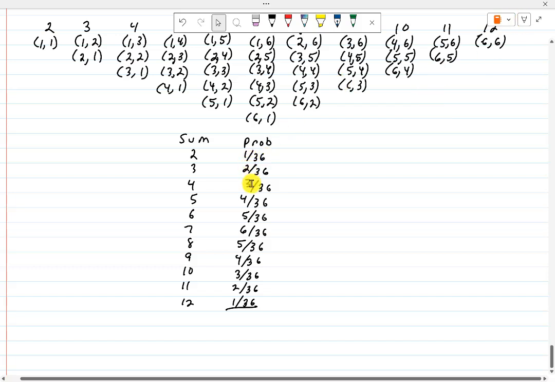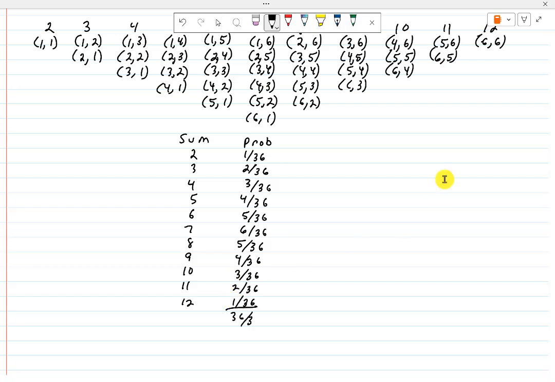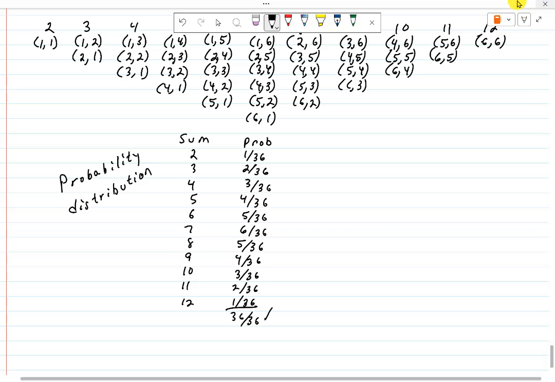It looks like I have 3 plus 3 is 6, 10, 15, 21, 36. Checks out. Now, this right here is exactly what I'm looking for. This is our probability distribution. It lists all the possible outcomes combined with their probabilities.